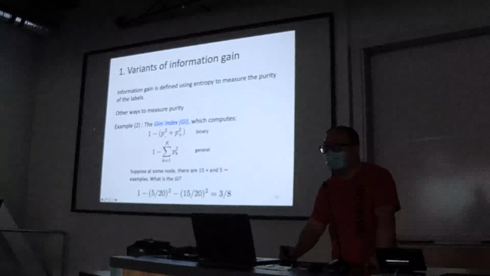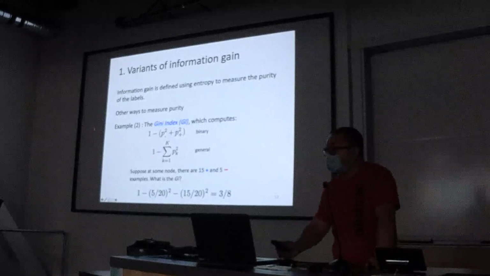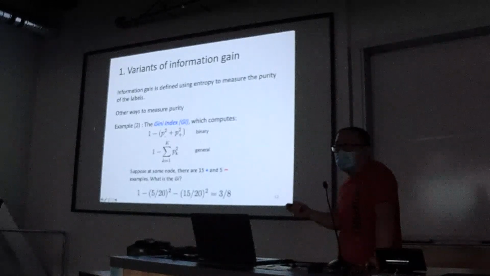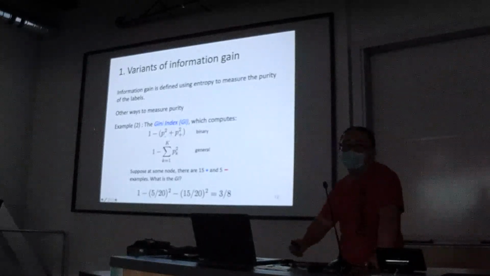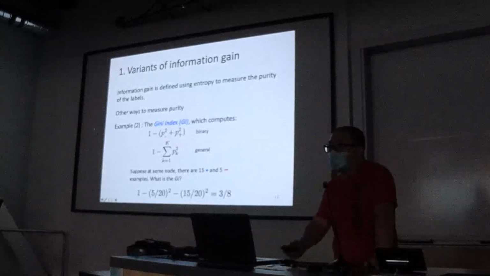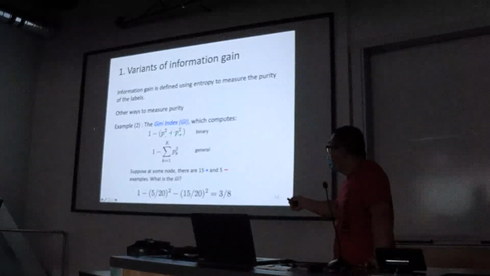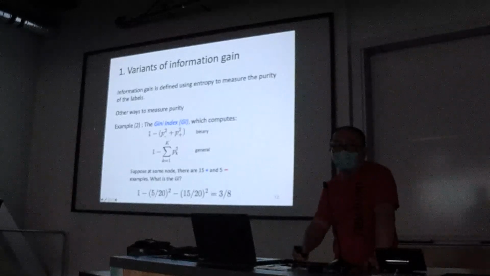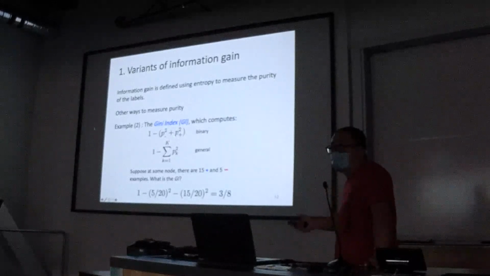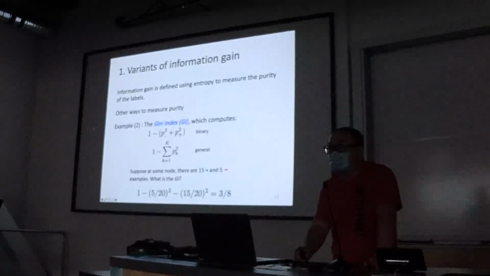But at the same time, we can see that this is where the purity is worst, right? Because p plus equals p minus, meaning that half the labels are positive and half the labels are negative. The purity is worst. On the other hand, when the Gini Index becomes 0, one of the probabilities becomes 1 and all the other probabilities become 0. 1 subtracted by 1 is just 0. But this is when the purity is the best, because all the examples have the same label.